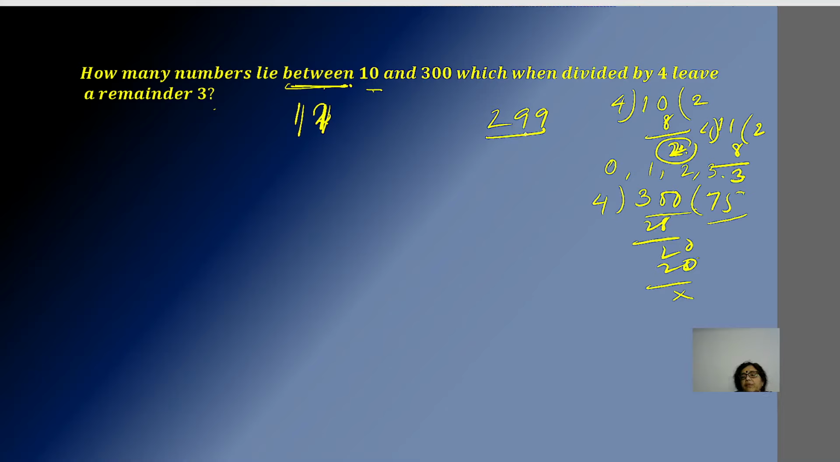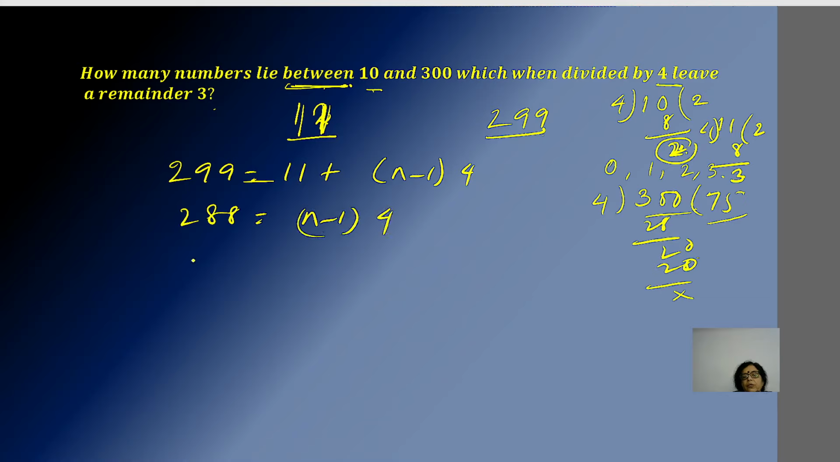If we divide by 4, 4 7s are 28, got 19, 4 4s are 16, and the remainder is 3. So the first number that gives us a remainder 3 is 11, and the last number that gives a remainder 3 is 299. So now next what we do is the common difference we take as 4. So 299 is equal to 11 plus (n minus 1) into 4. So this becomes 288 is equal to (n minus 1) into 4. So this becomes 72 is equal to n minus 1. So n is equal to 73. So there are 73 numbers in between 10 and 300 which when divided by 4 leave a remainder 3.